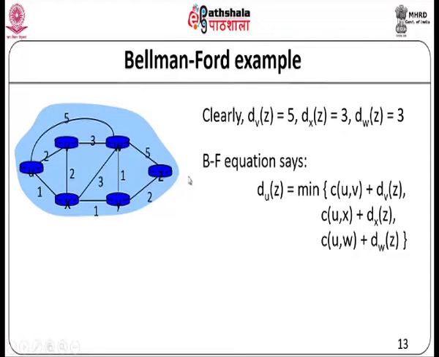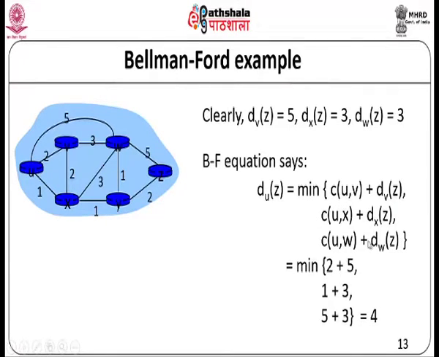Now, if I want to calculate the distance between u to z, the cost of the path between u to z, du to z will be equal to the minimum of all the possibilities I have. From u you have 3 neighbors: you can go to v, you can go to x, and you can also go to w. So, the minimum of c of u comma v plus distance from v to z, similarly cost of u to x plus distance from x to z, and cost of u to w plus distance of w to z. All the 3 neighbors we have taken, and we are looking at the cost through each of these.